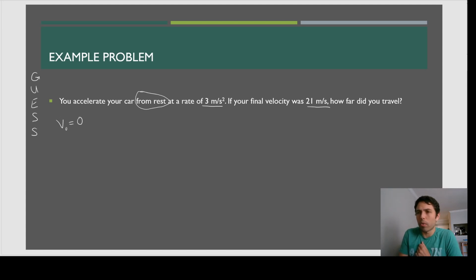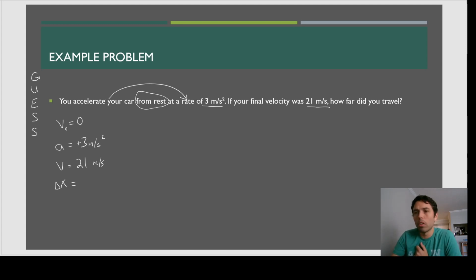At a rate of 3. What's the rate of 3? We accelerate at a rate of 3, so our acceleration is a positive 3 meters per second squared. Your final velocity was 21. So we have final velocity is 21 meters per second. So those are our givens. What are we looking for? Oh, here we go. How far did you travel? We're looking for our change in position, or how far we went, or our displacement, right? So this is what we know, and this is what we're looking for.